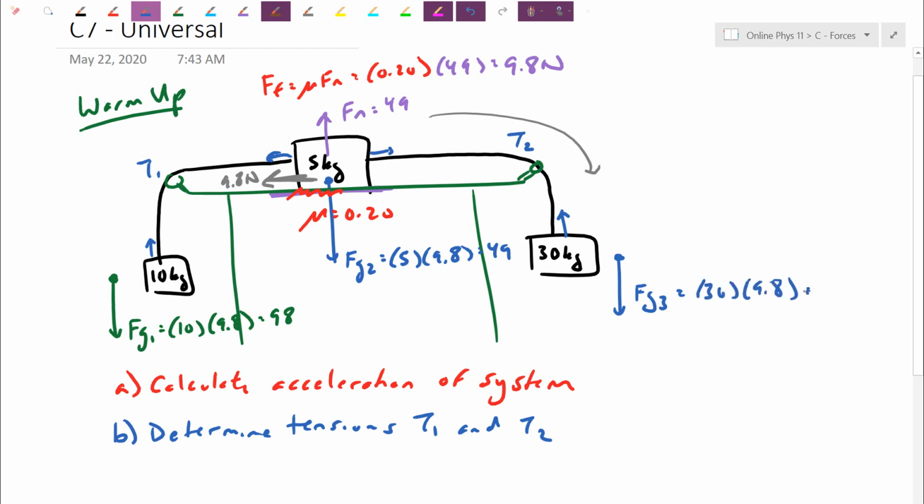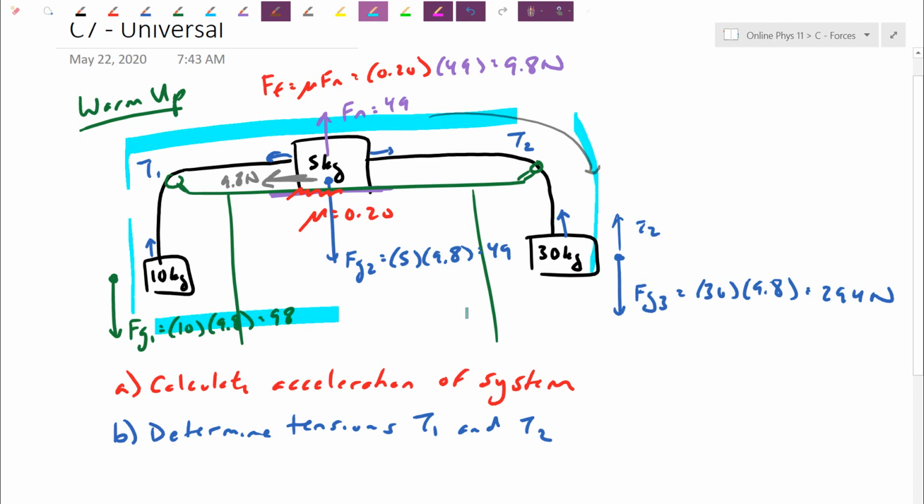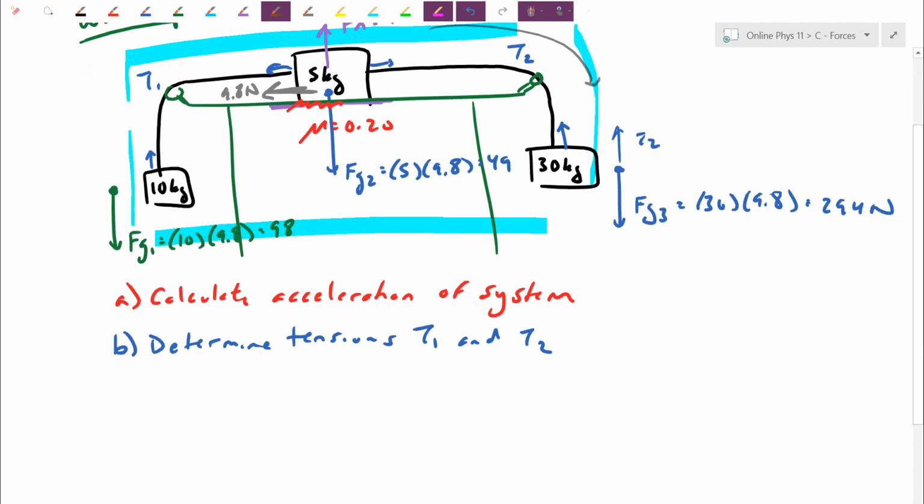This is the heaviest mass. 30 times 9.8 gives me here 294 newtons. And then overall we have, again, a T2 going up this way. All right? So first part is to do Newton's second law, but we're going to do it to the entire system all at once. So I'm going to think of the system here.